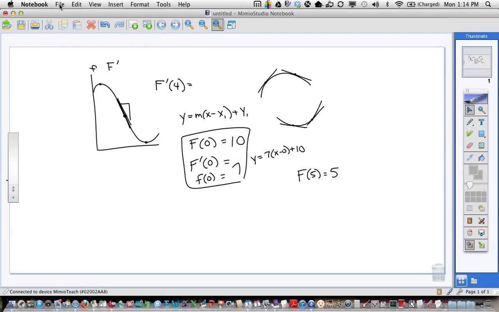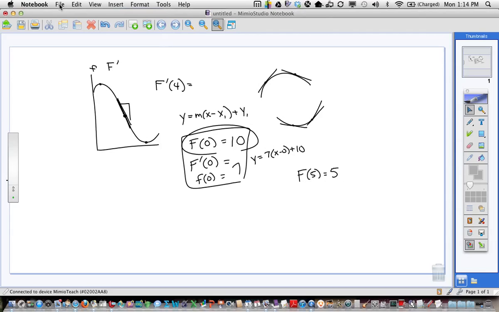Anyway, could big F of 5 equal 5? Could be, yeah. If you want it bad enough, it could. Could big F of 5 equal 5? No. Here's the key. Remember, we have to go back to that. Big F of 0 is 10.